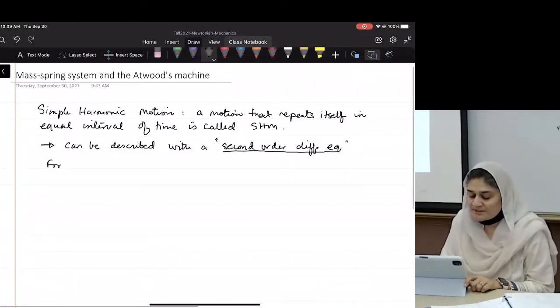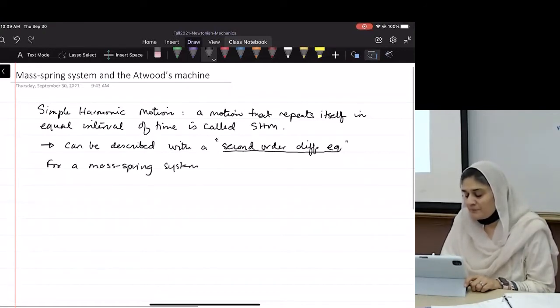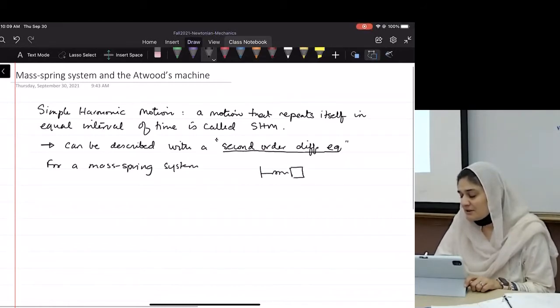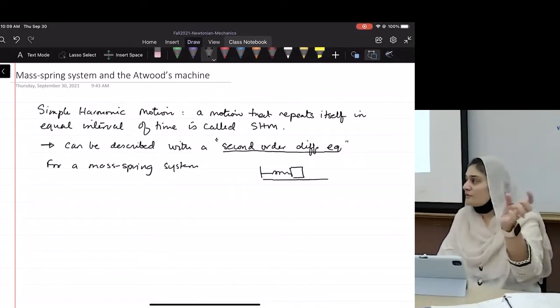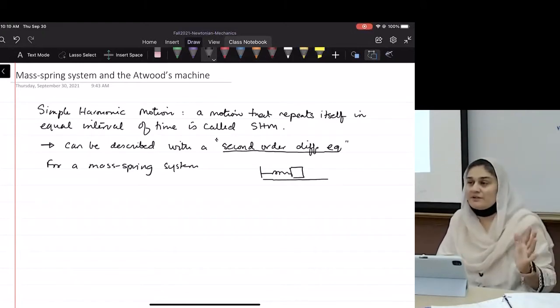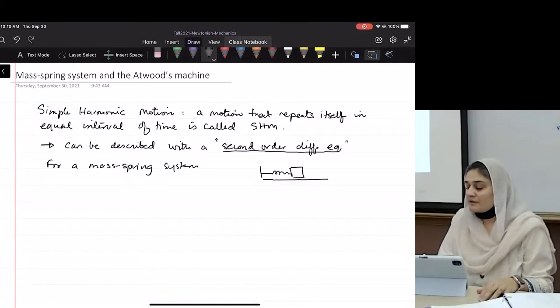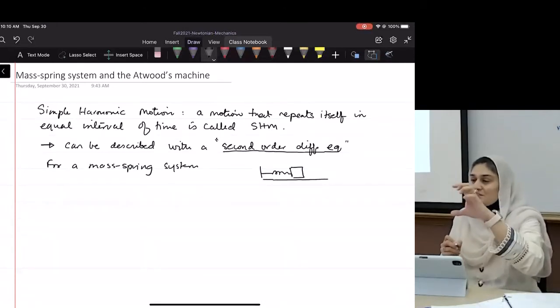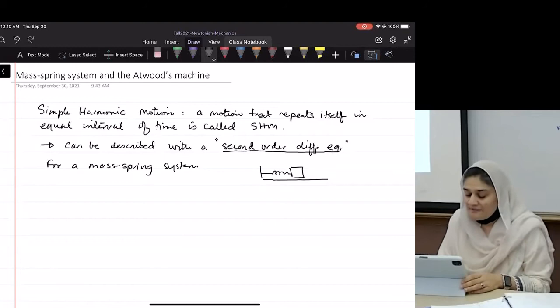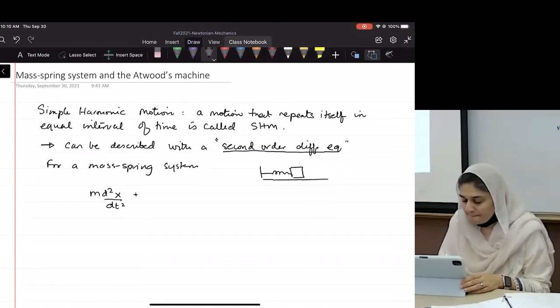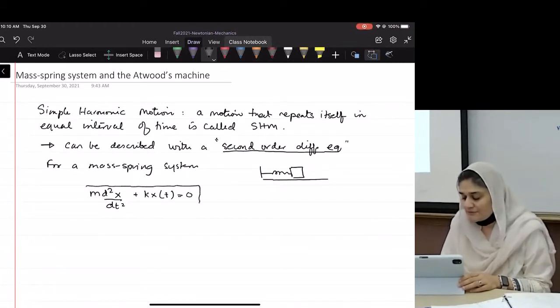So for a mass spring system, which is basically a mass connected with a spring, either resting on a table moving back and forth, or it could be hanging, moving up and down, either way. But for this particular scenario, when it is resting on the table, moving back and forth, if we ignore friction and drag and all of the other things, this motion is described by a second order differential equation of this form.